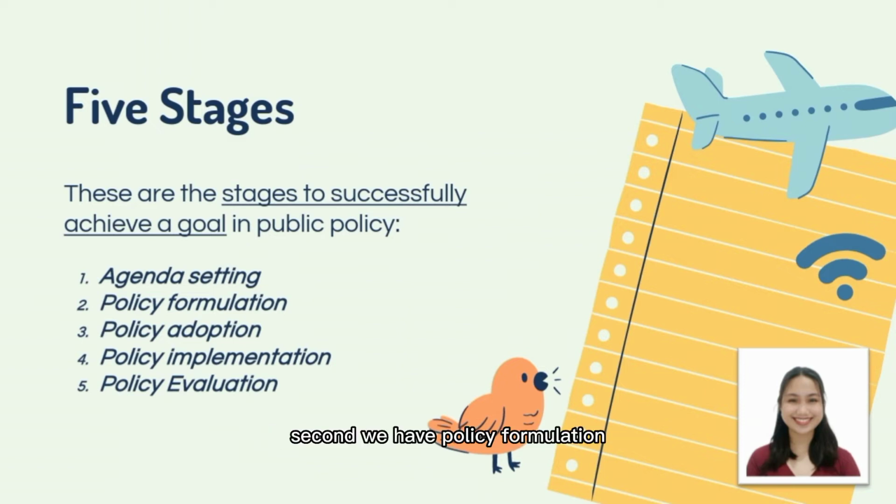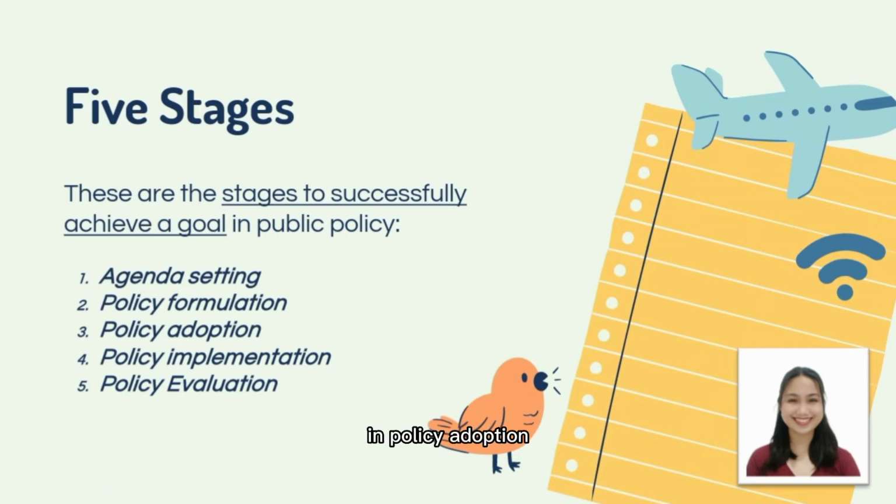Second, we have policy formulation. In policy formulation, policymakers in the legislature and the bureaucracy take up the issue. They create legislative, regulatory, or programmatic strategies to address the problem. In policy formulation, this is where they start to talk about the problem and look for a solution that will effectively address the problem.